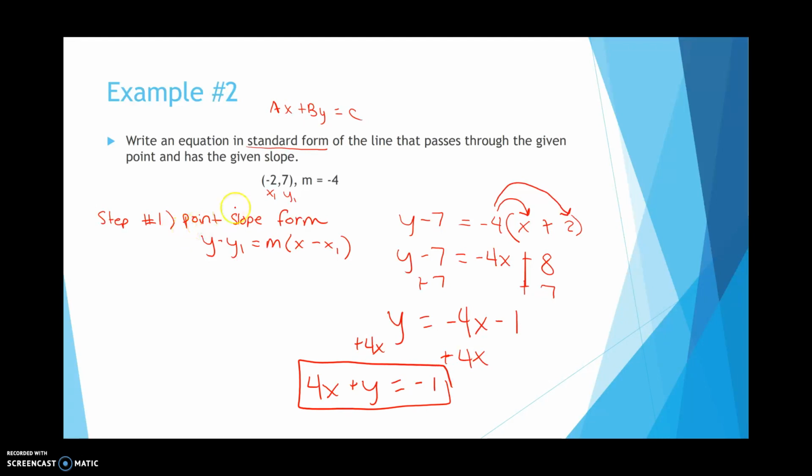So you first put it in point-slope form, and then step 2, we simplify into the standard form.